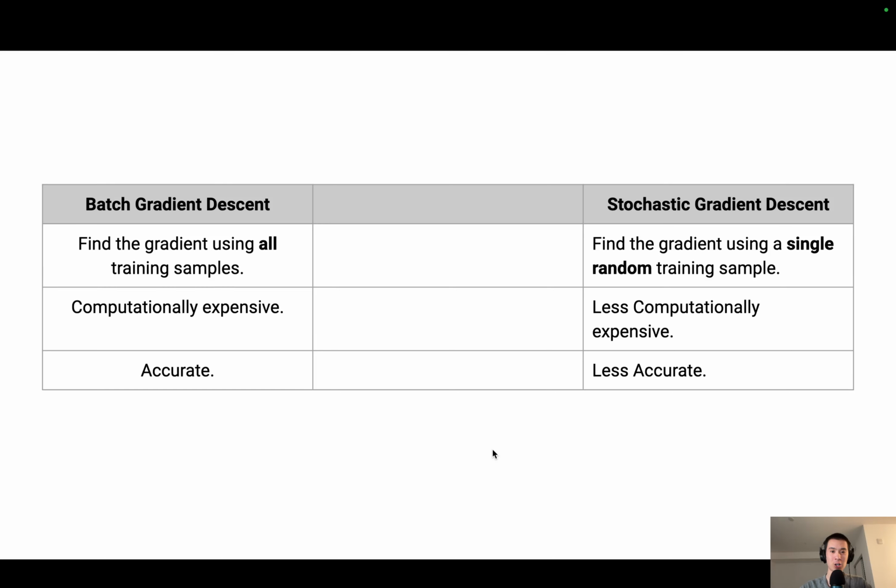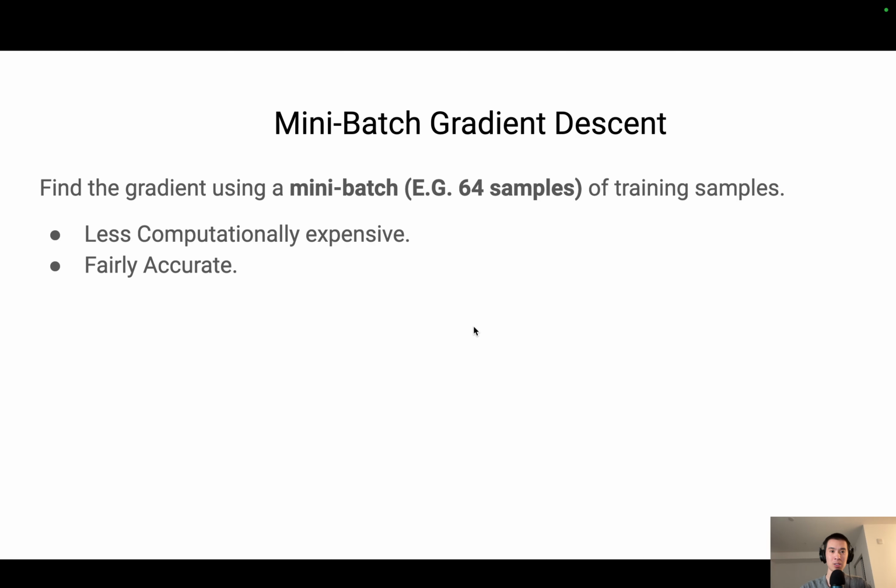So, in this chart, the center or middle is empty. So can you guess what would fit in here? There's a sweet spot between using all training samples and using a single random training sample. That will be mini batch gradient descent. Find the gradient using a mini batch, such as 64 samples, of training samples. It's less computationally expensive because instead of again perhaps using thousands or millions of samples, we'll go with 64. And it's fairly accurate, or accurate enough.